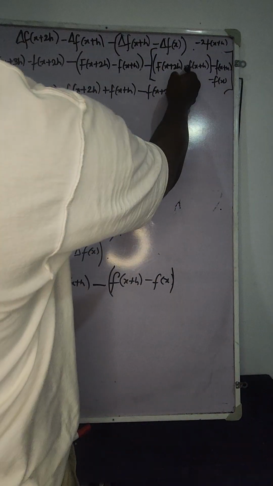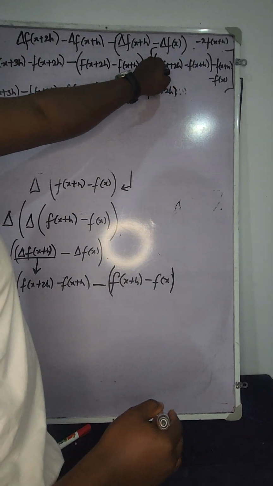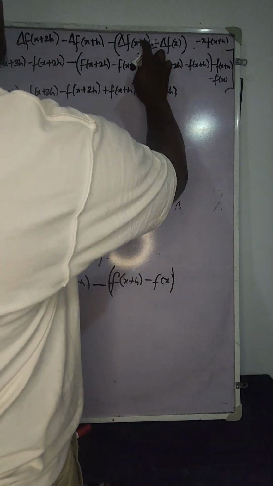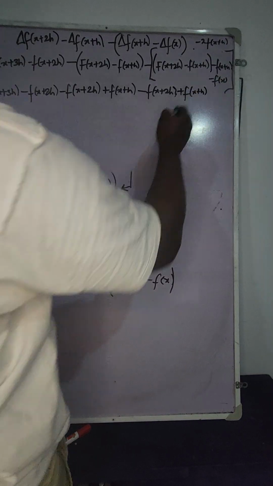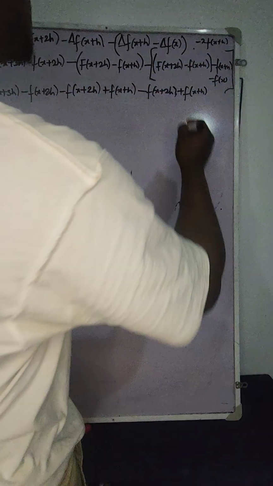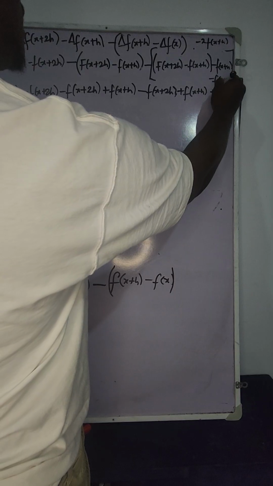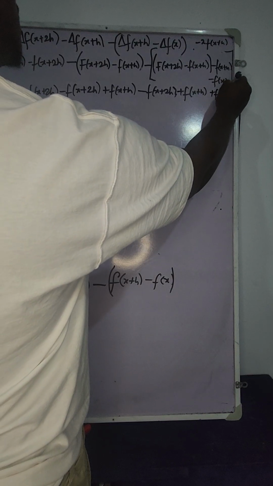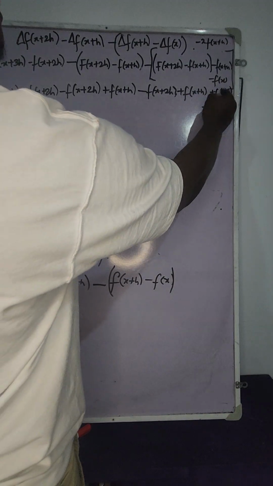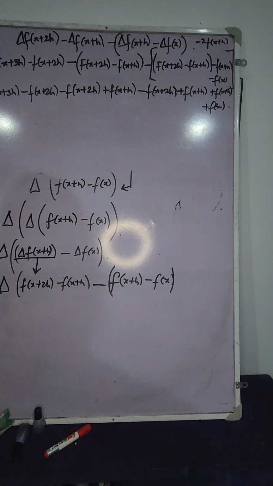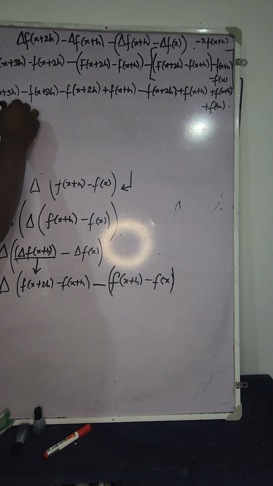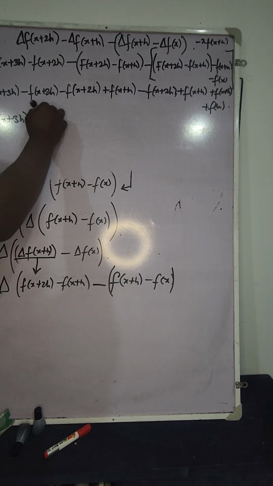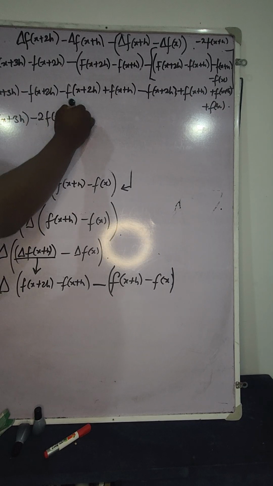This is f of x plus 2h. This time this is plus. Sorry, this is a plus, plus f of x plus h. Then plus minus times that, this is plus f of x plus h. Then plus f of x. So let's do that together. We have f of x plus 3h minus 2 f of x plus 2h, right?